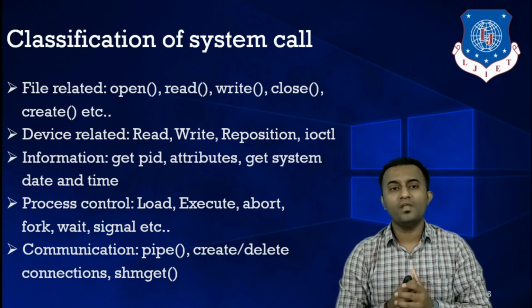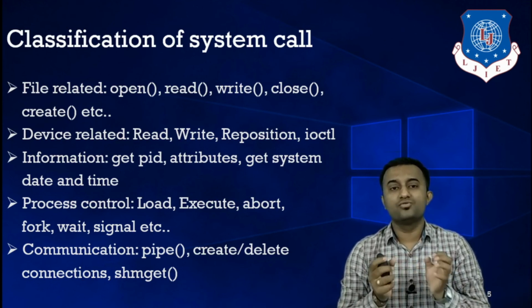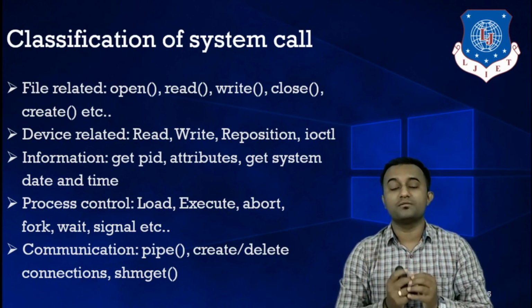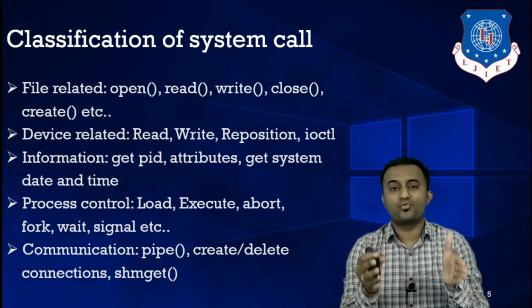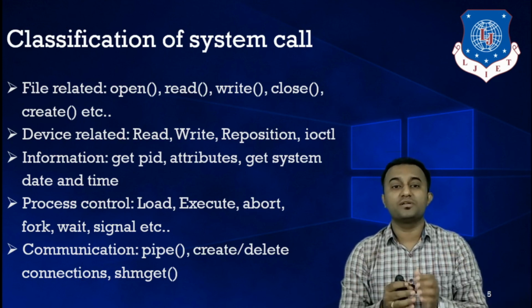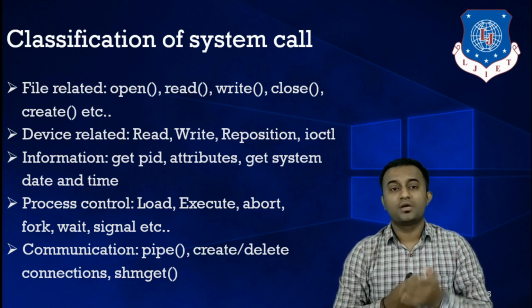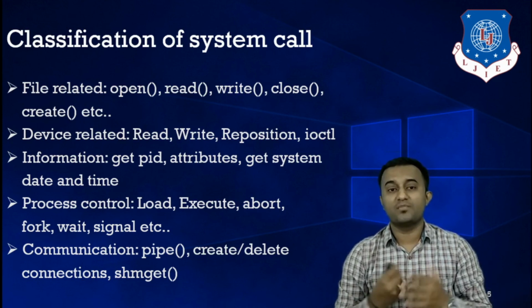The last one is communication based system calls. Communication means what? This system call will be used for inter-process communication, IPC. Inter-process communication means two independent processes want to communicate with each other. In that case, the pipe system call can be used. Create or delete connection, such system calls can be used.